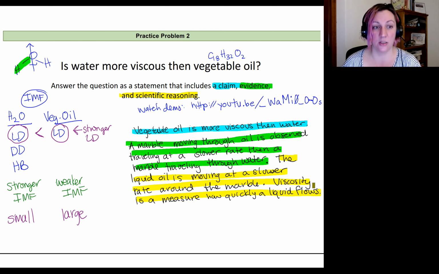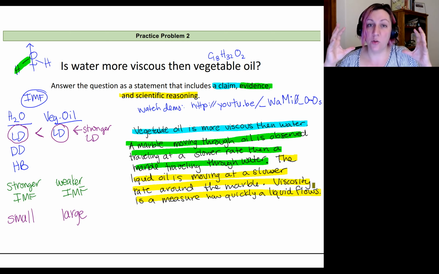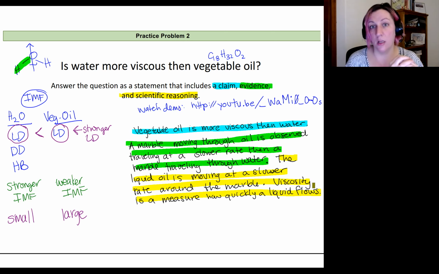And that tells us that those London dispersion forces, even though those are our weakest interactions, are occurring for such a large molecule that they are so strong. They're stronger than water's hydrogen bonding. And a lot of this is also its size, just the larger molecule will move slower than a smaller molecule. So it's both of those pieces. We can keep going with this and go into more depth, but we'll stop here because I think 3 examples of a CER format was my goal.